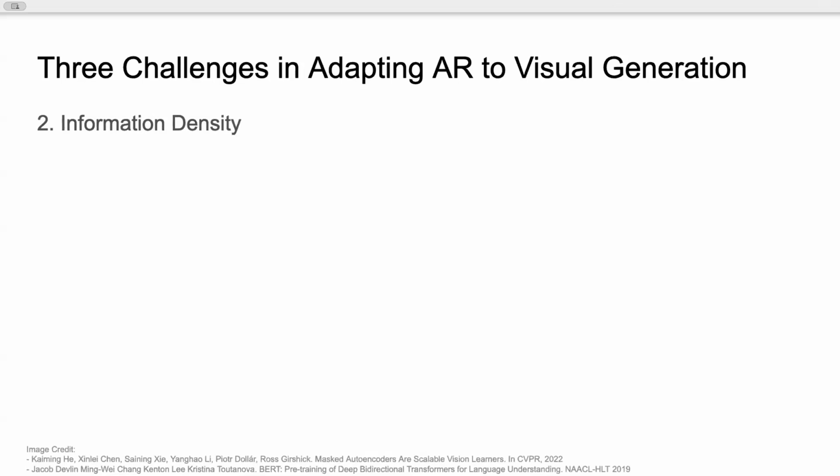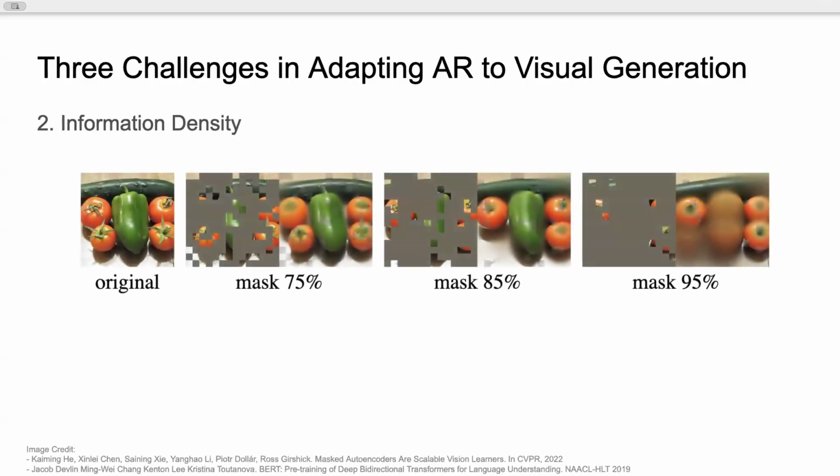Second, information density. We already know that images have large redundancies. We can reconstruct the images with only 5% of the image patches, for example. On the other hand, text has denser information. So BERT pre-training usually only masks out 15% of the text tokens.